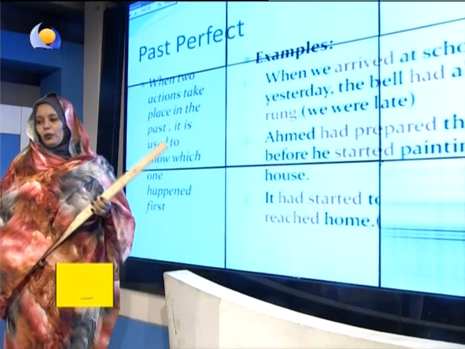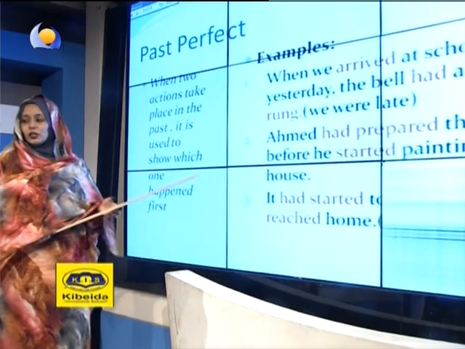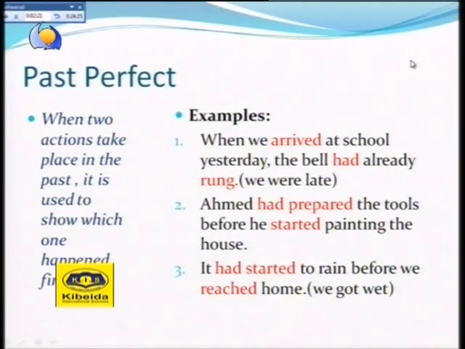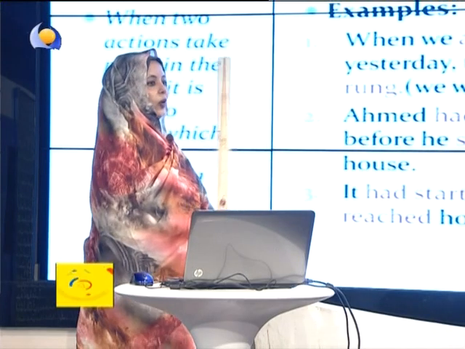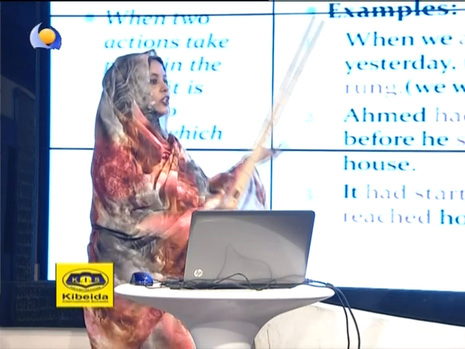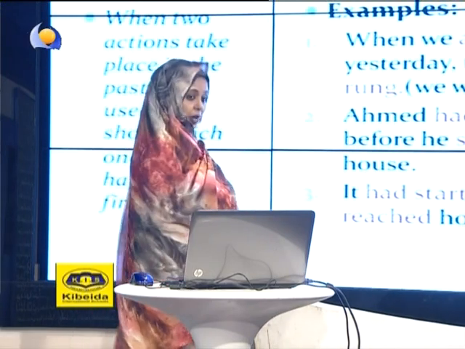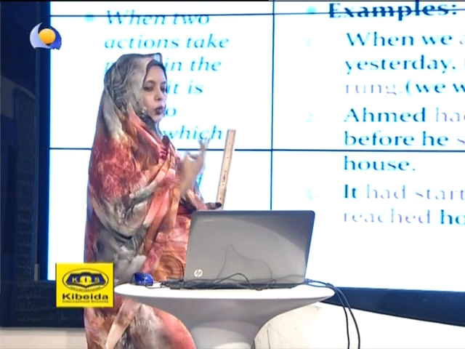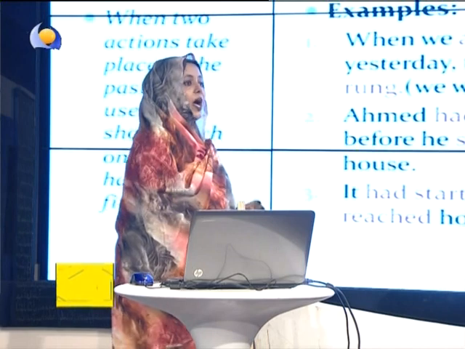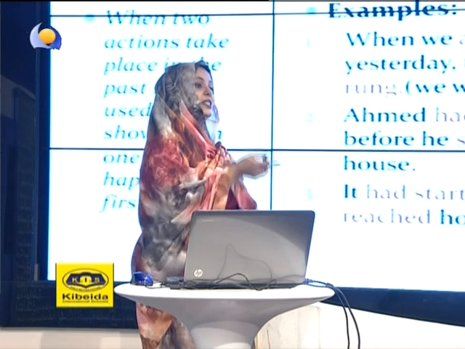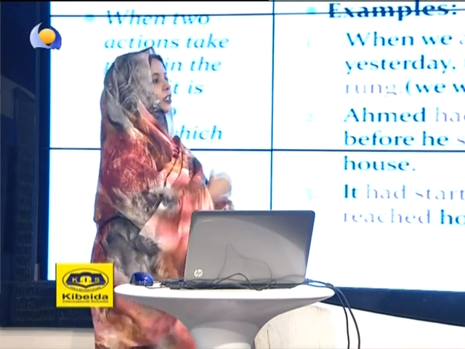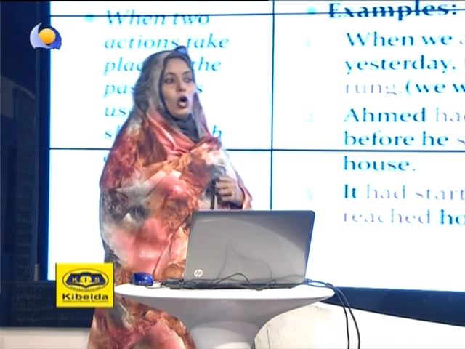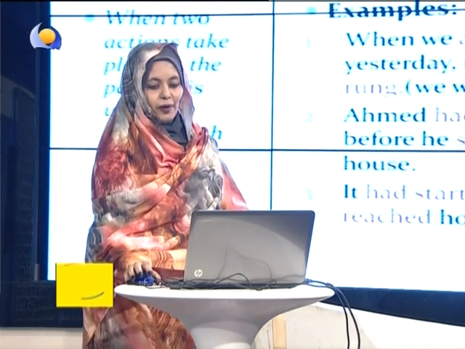In number 3 we have, it had started to rain before we reached home. So we got wet. Why did we get wet? We had a shower. Why? Because we were on our way and it started to rain. So it started to rain before we reached home. That's why we got wet. Two actions. The reaching happened after it started to rain. I hope past perfect is clear.